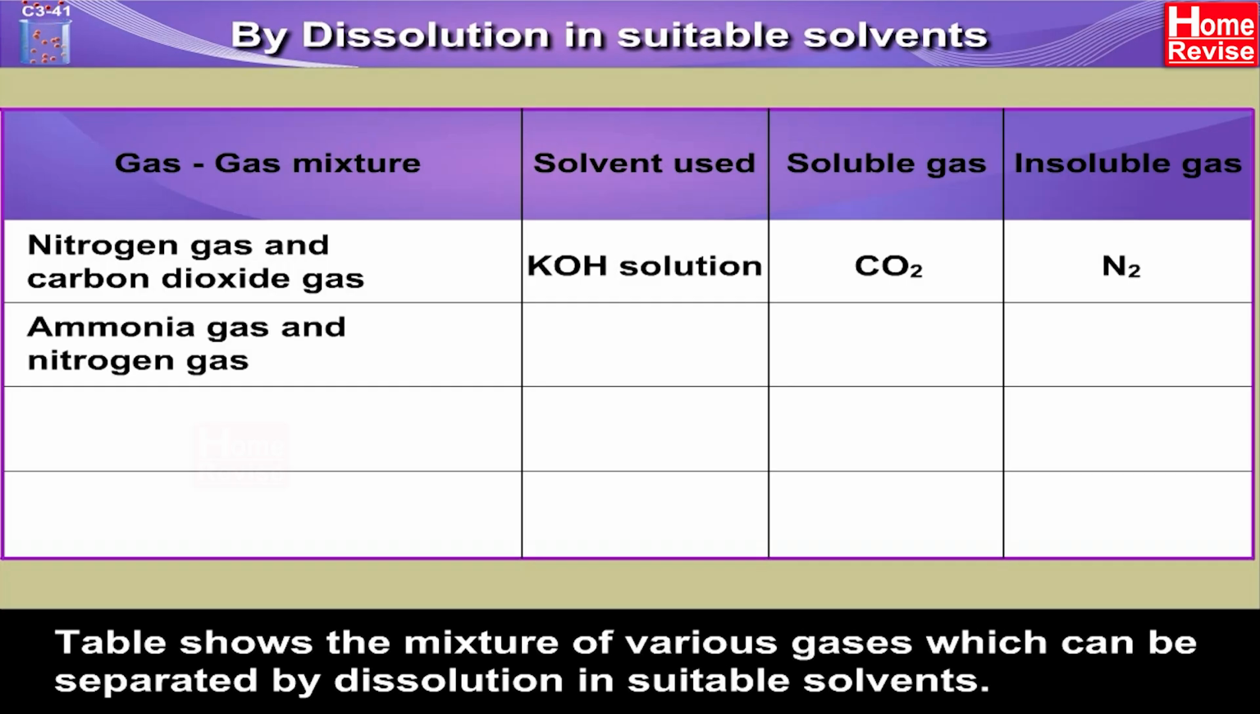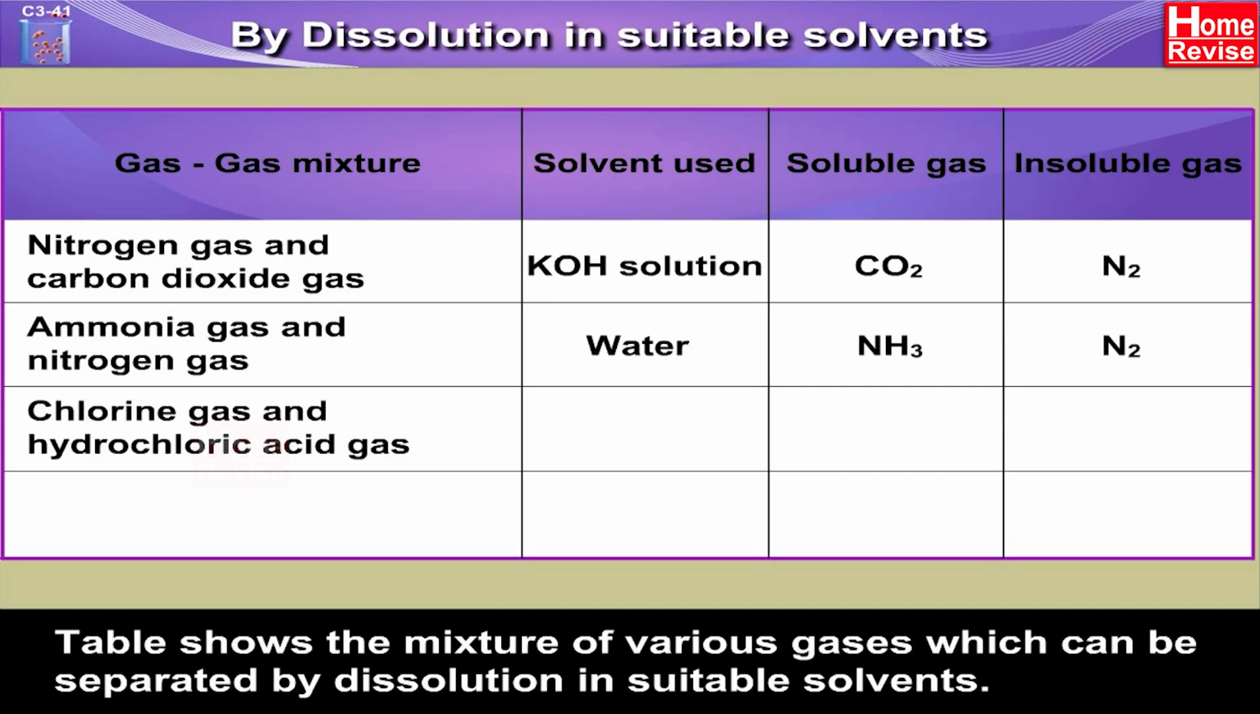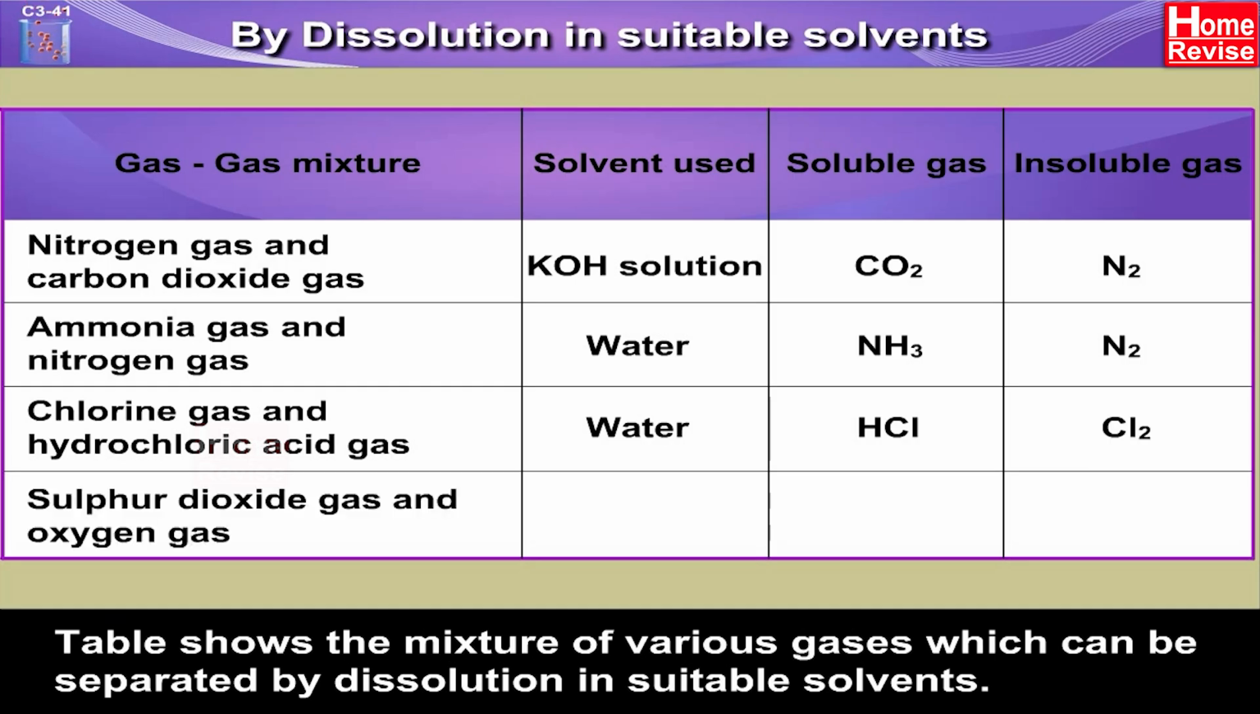In the mixture of ammonia gas and nitrogen gas, water is the solvent used, and ammonia gas is the soluble gas, while nitrogen gas is the insoluble gas. In the gas-gas mixture of chlorine and hydrochloric acid gas, water is the solvent used, and HCl is the soluble gas, that is, hydrochloric acid gas. The insoluble gas is chlorine gas. In sulfur dioxide gas and oxygen gas mixture, potassium hydroxide is the solvent used, and the soluble gas is sulfur dioxide, while the insoluble gas is oxygen gas.